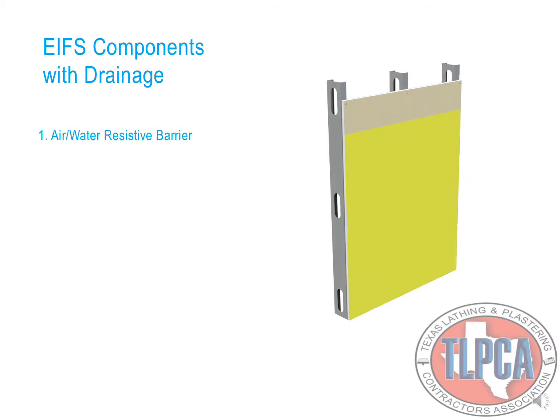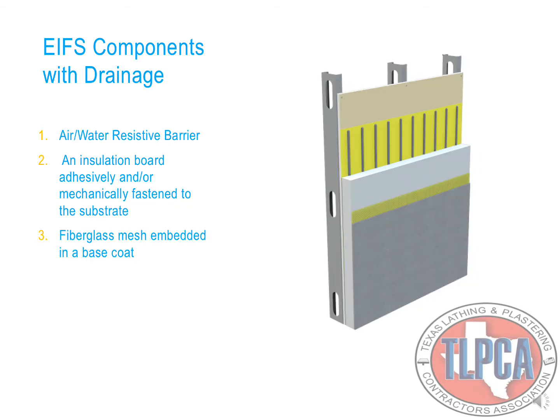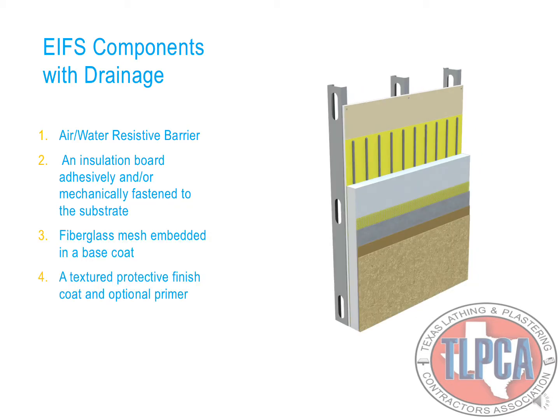Components of EIFS with drainage: an air and water resistant barrier, an insulation board adhesively and/or mechanically fastened to the substrate, fiberglass mesh embedded in a base coat, once again followed by a textured protective finish coat and optional primer.